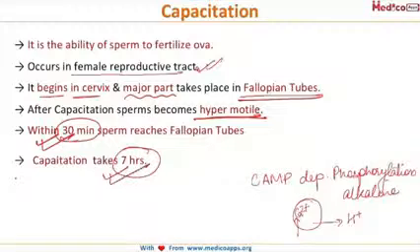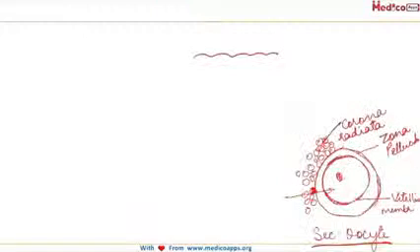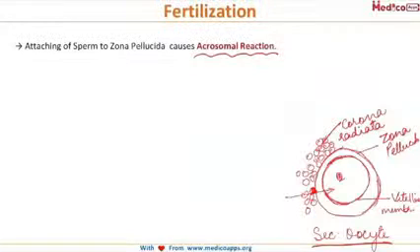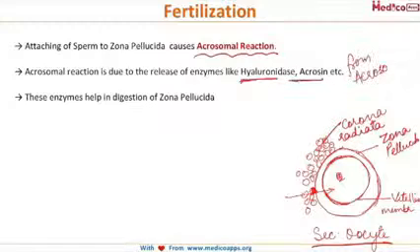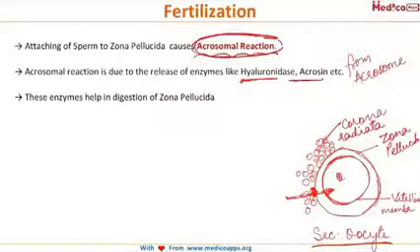Now, once the sperms have become capable of fertilizing the ova, they go and attach to the zona pellucida of the secondary oocyte. This causes the release of hydrolytic enzymes like hyaluronidase and acrosin from the acrosome of the sperm, and these enzymes cause lysis of the zona pellucida, allowing the entry of the sperm into the secondary oocyte. And this entire process is called acrosomal reaction. Again, the ion responsible for this is the calcium ion. Remember, in sperms, if any question is asked about ions involved, the answer will always be the calcium ions.